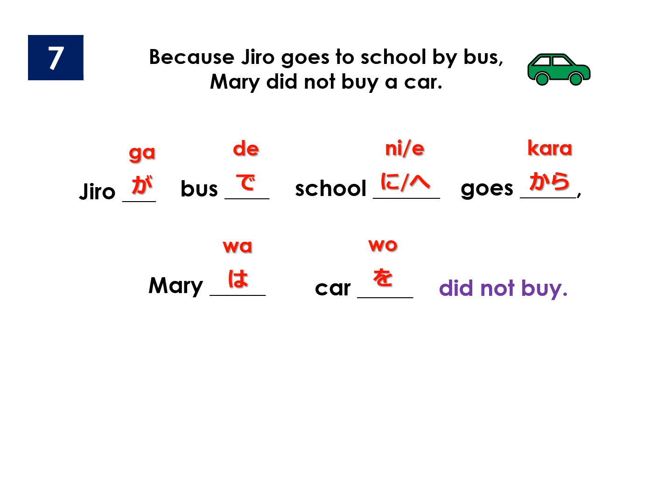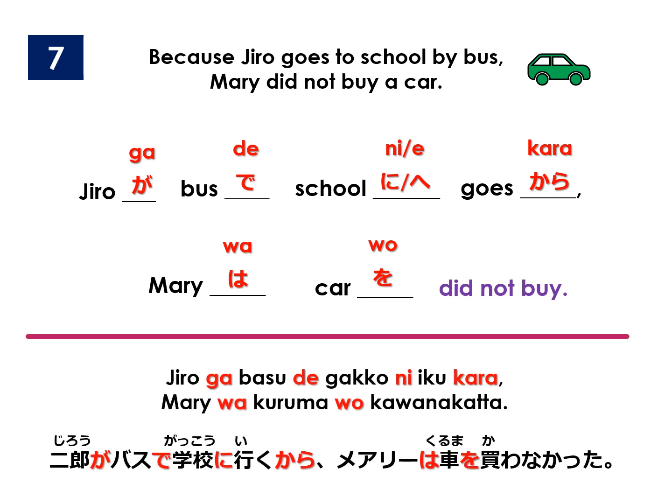Car wo. And in Japanese we say, Jiro ga basu de gakkou ni iku kara, Miyari wa kuruma wo kawanakatta. Because Jiro goes to school by bus, Mary did not buy a car.